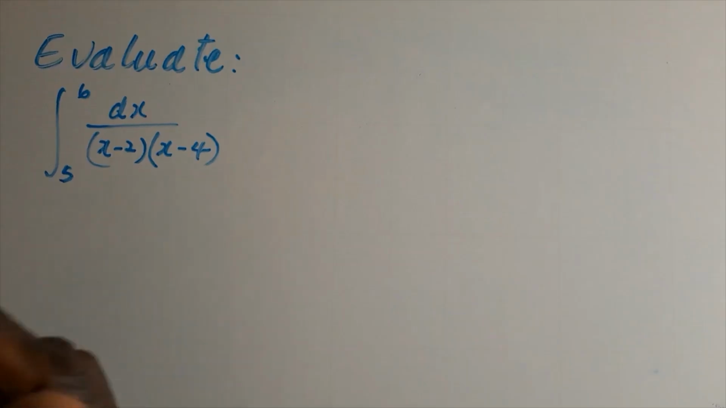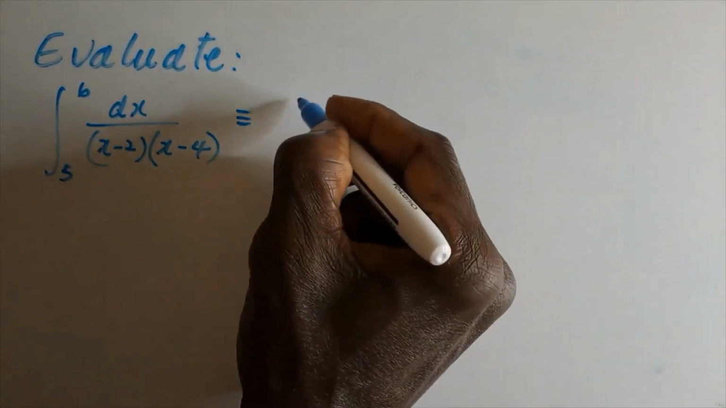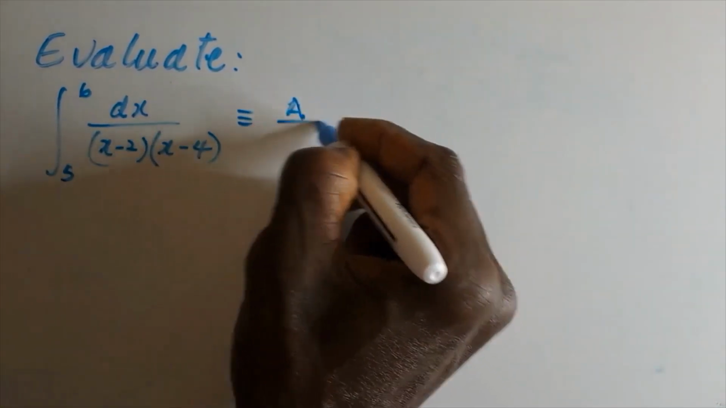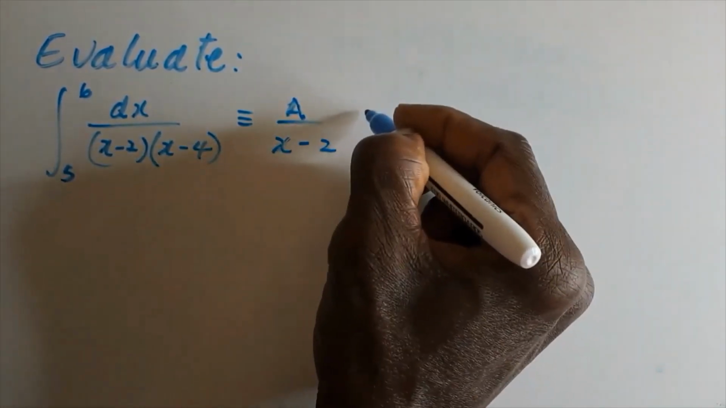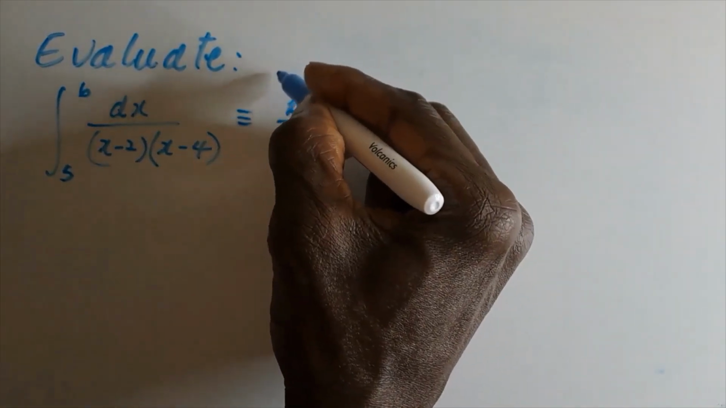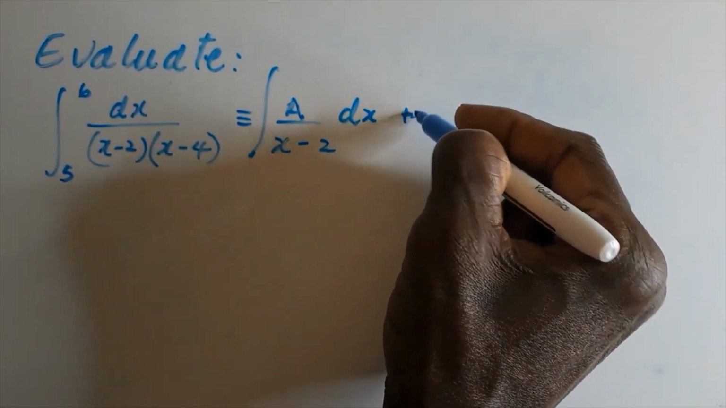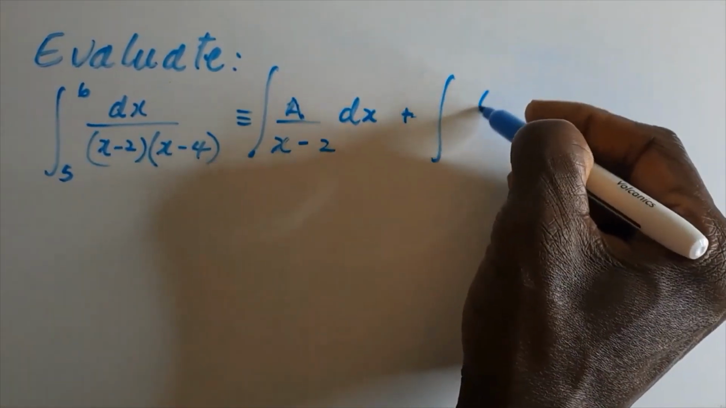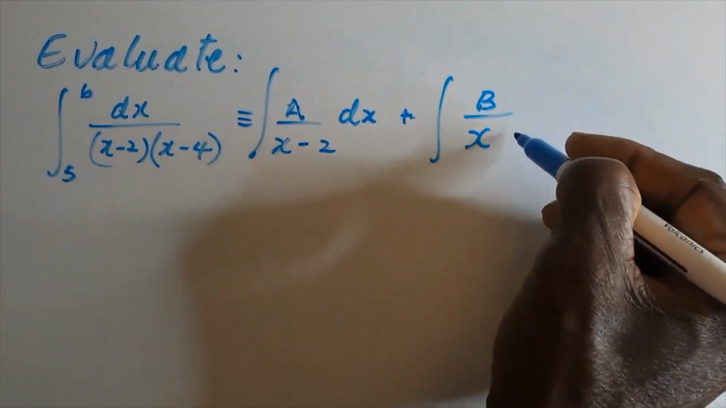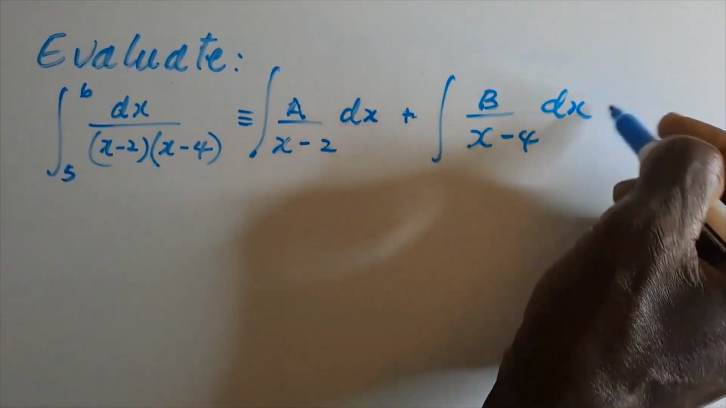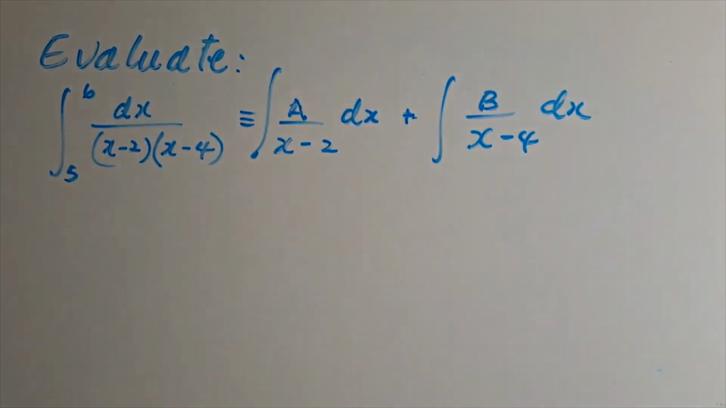Hi there. Here we use partial fractions. So this is equivalent to the integral of a over x minus 2 dx, and the integral of b over x minus 4 dx. A and b are minus a half and a half respectively.